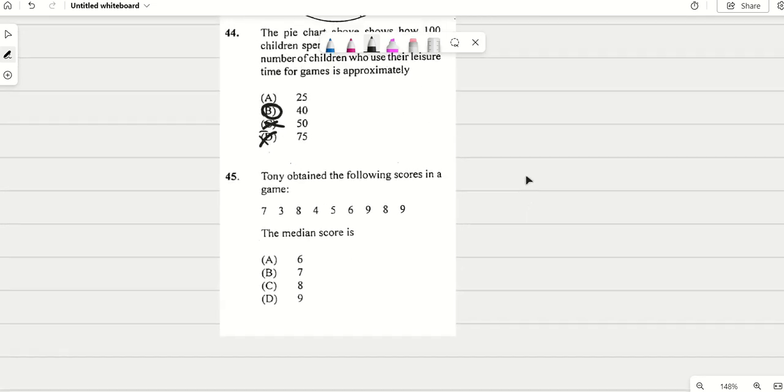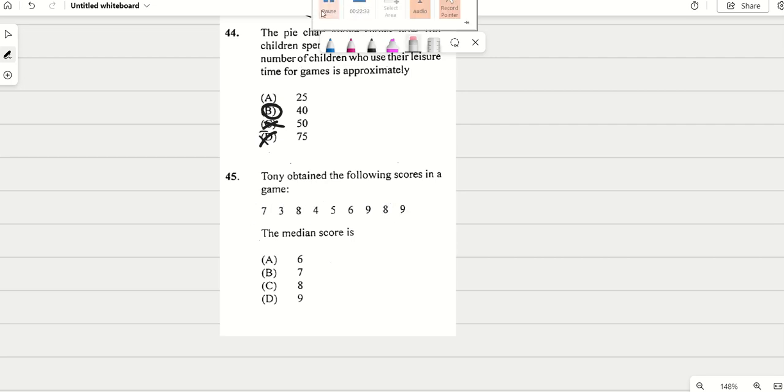Number 45, which is the last part in this video. Tony obtained the following scores in a game. The median score. Now, guys, median, when they give you a list like this, you cross out your first, you cross out your last, you cross out your second, you cross out your second to last, you cross out your third, you cross out your third to last, you cross out your fourth, you cross out your fourth to last.